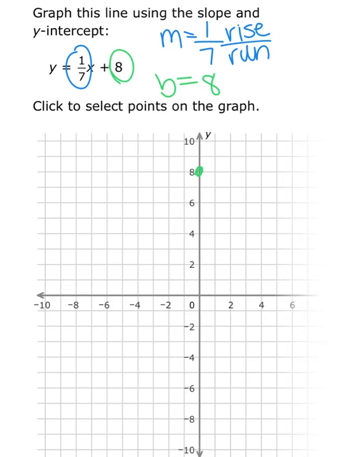And then from there, I need to create this slope of 1 over 7. So you just create this like stair-step ladder. If I go up 1 over 7, that would put me at 7, 9 for that coordinate. And then I could create this straight line that went through both of those points.